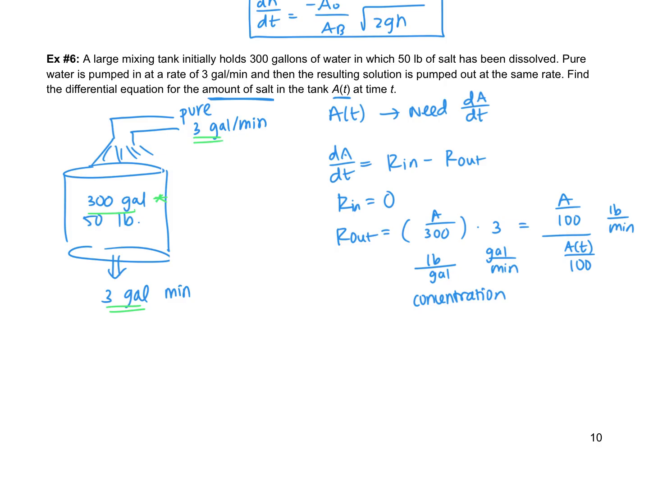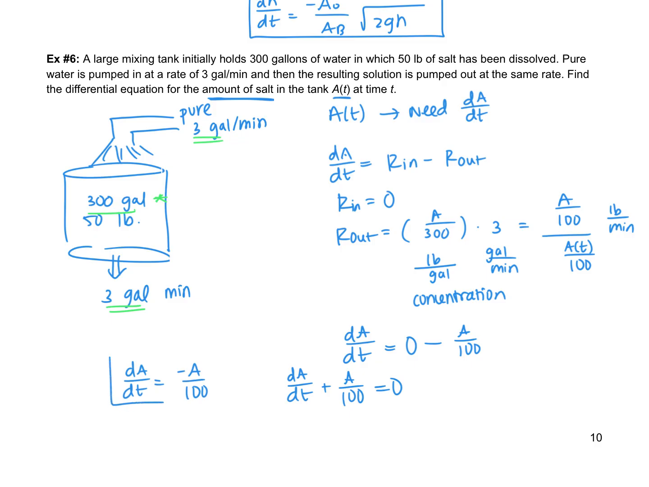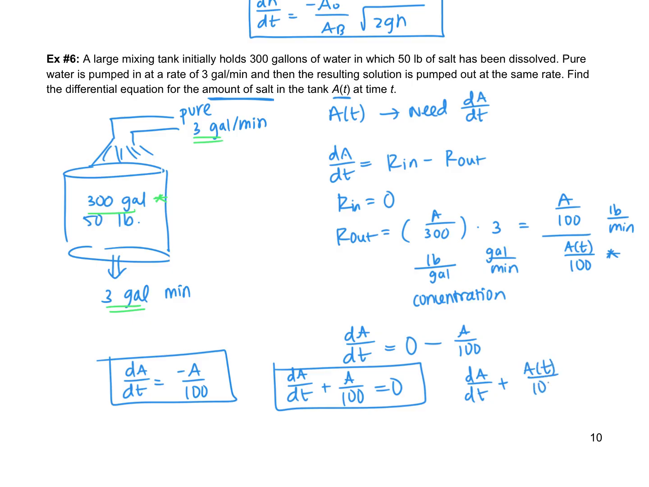So when we simplify this, we're going to get A over 100, or A of t over 100, either one of those. So our dA/dt then, the rate coming in is 0. We're subtracting A over 100. So what that gives us is that dA/dt is negative A over 100. Might be written as dA/dt plus A over 100 equals 0. So both of those are the same. You could also express A as A of t. So it might be expressed as dA/dt plus A of t over 100 equals 0.